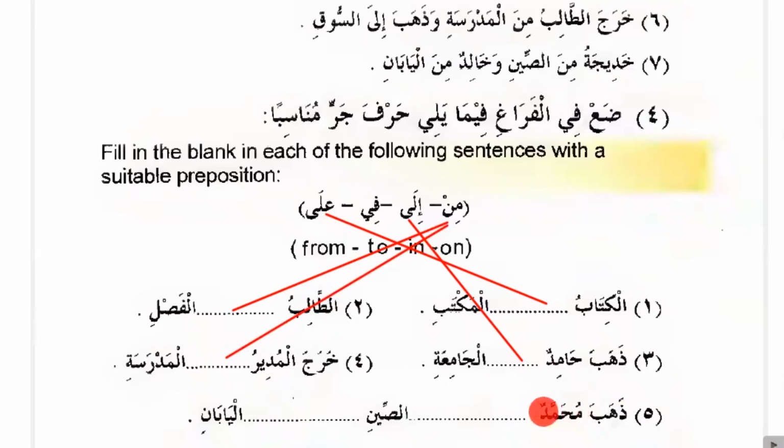So we have Zahaba Muhammadun. And then another one. So Zahaba Muhammadun min as-Sini, from China. Muhammad went from China, min as-Sini, ila al-Yaban, to Japan. So he went from China to Japan. So min as-Sini ila al-Yaban, right? So we use min as-Sini. Okay, and then ila al-Yaban, right? Ila al-Yaban. So I hope that is clear. Okay, everything is clear, right?